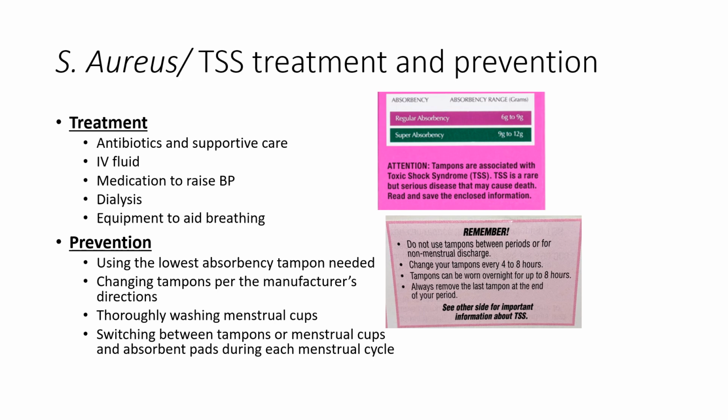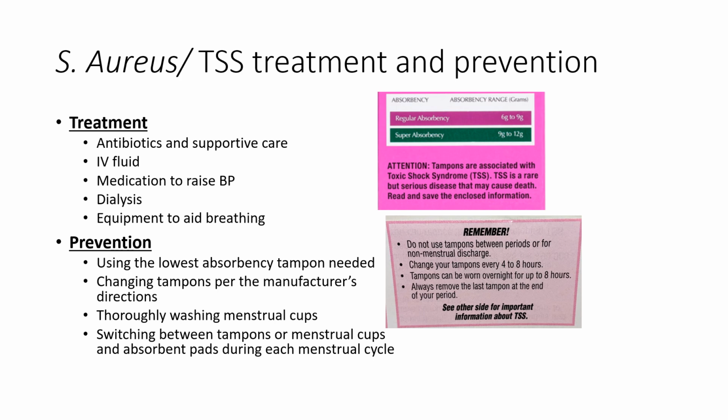And then the prevention for menstrual toxic shock is using the lowest absorbency tampon needed, changing tampons per the manufacturer's directions, thoroughly washing your menstrual cups, and switching between tampons or menstrual cups and absorbent pads during each menstrual cycle.